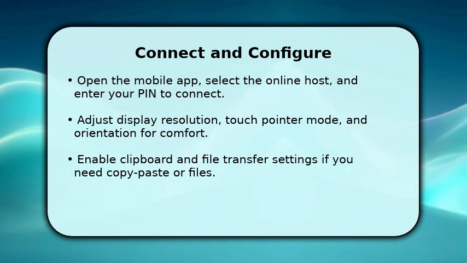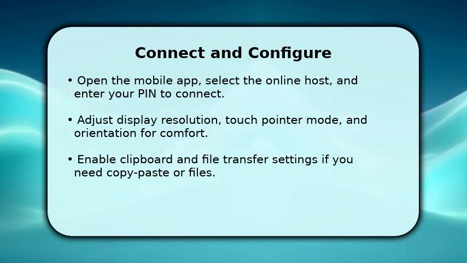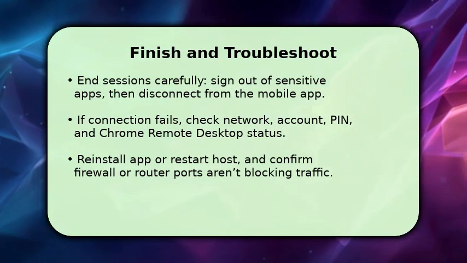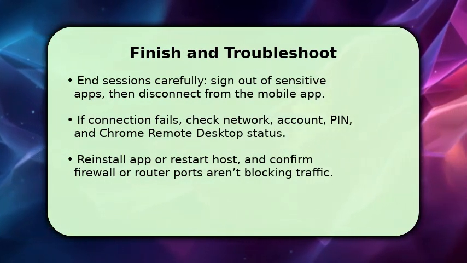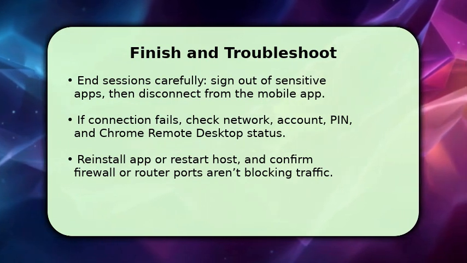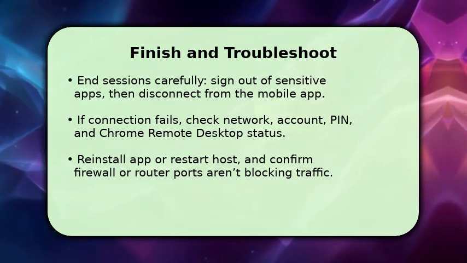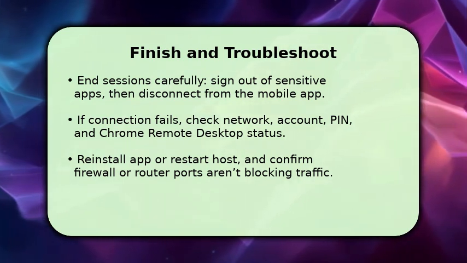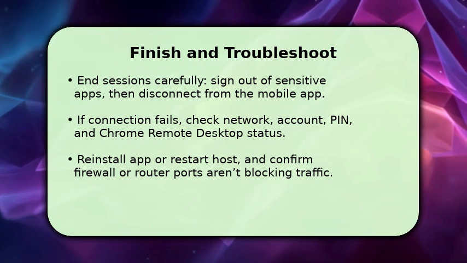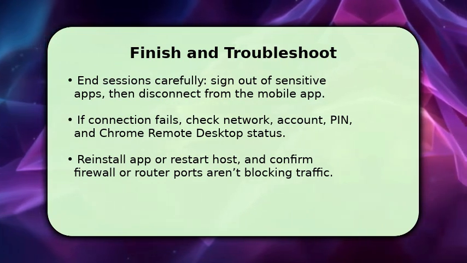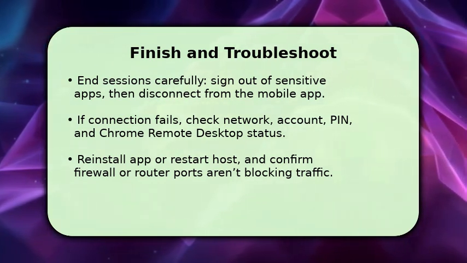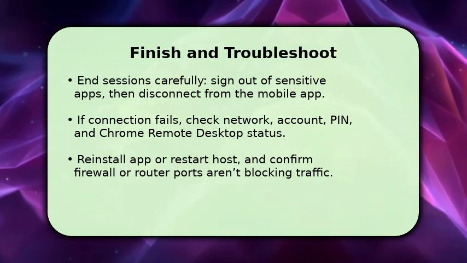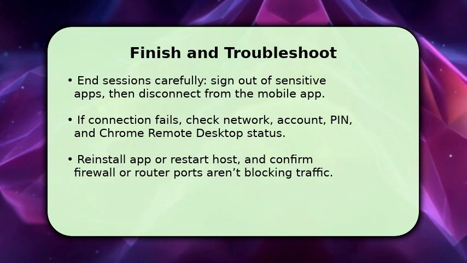To finish, sign out of any sensitive accounts on the remote PC, save work, then disconnect from the mobile app. This prevents lingering access. If you hit connection trouble, first confirm both devices have internet, the host appears online, and you're using the same Google account and correct PIN. If problems persist, restart the host, reinstall the mobile app, and check firewall or router settings that might block the service. One key troubleshooting tip: reboot the host. It resolves most transient issues quickly.